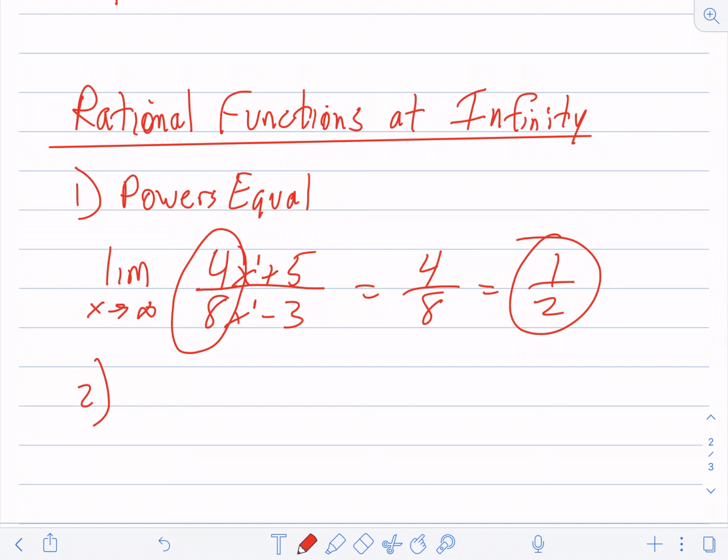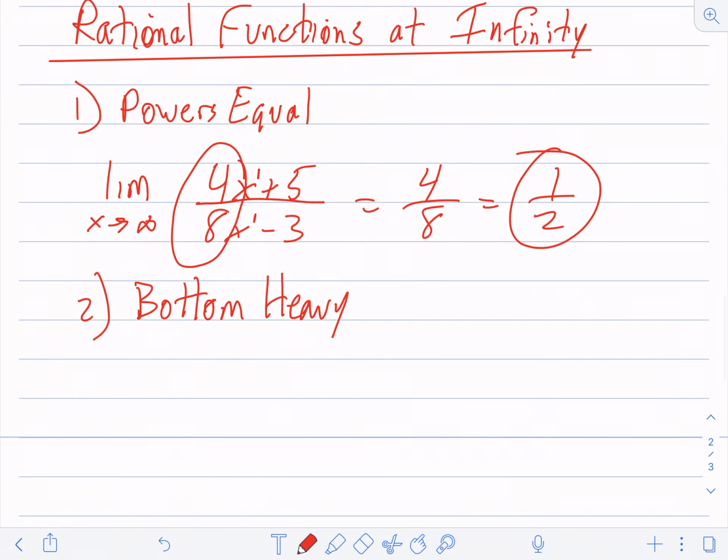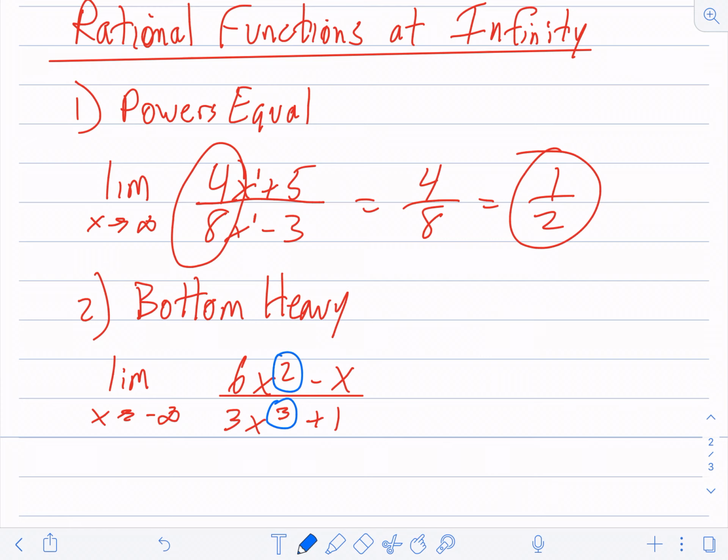The other example we looked at is, what if I have a bottom heavy function? Well, a bottom heavy function such as this, what if I look at the limit as x approaches negative infinity, and I'm looking at 6x squared minus x over 3x to the third plus 1. So this one's bottom heavy, meaning the degree of the denominator is larger than the degree of the numerator. That's what we call a bottom heavy rational function.